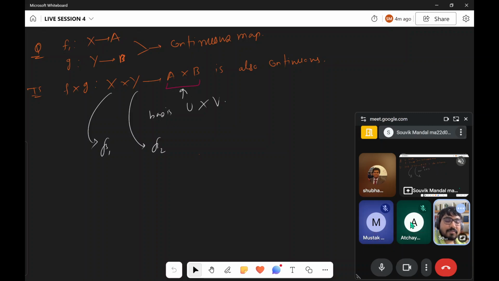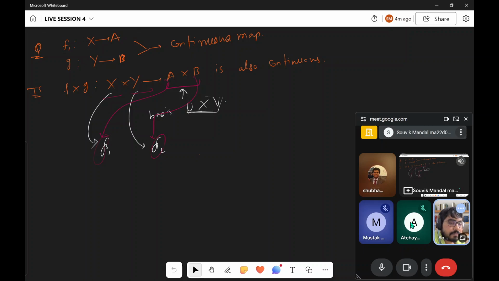No, no. I mean, we are choosing U cross V as a basis element of A cross B, right? And you considered B1 is a basis of A and B2 is a basis of B, right? Yes. Then u cross v is a basis of a cross b, correct.